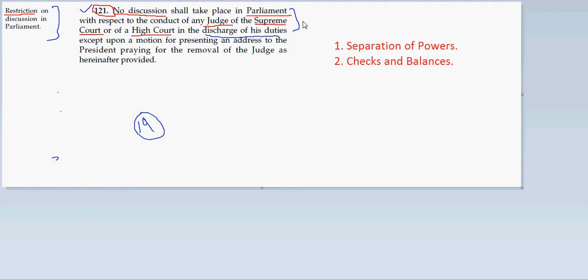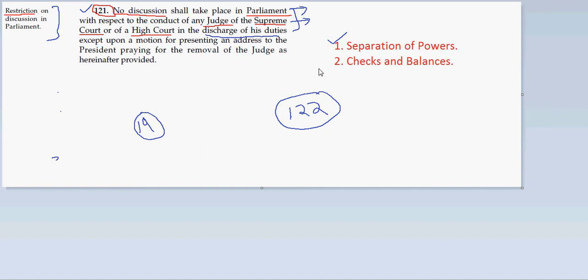That means basically, Parliament, which is the legislature, cannot interfere with the activities of the judiciary. This is called separation of powers. And Article 122, which we will see later, talks about how the judiciary cannot interfere with Parliament.